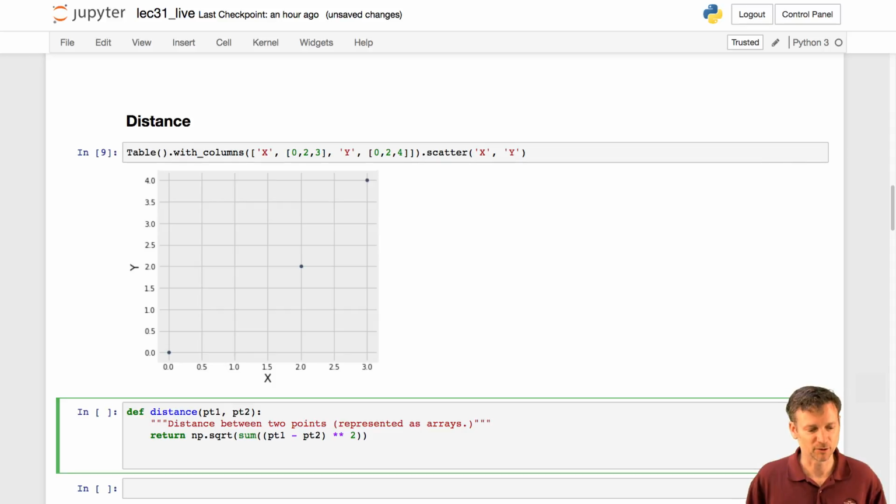Okay, so that's how I can compute the distance between 2 points in Python if I have them as arrays. What if I've got them as a row in a table, if I've got 2 rows in the table and I want to compute their distance? That's another situation that'll come up.